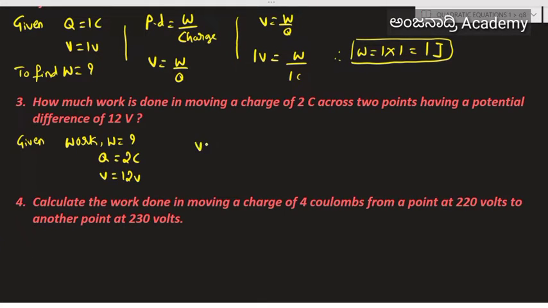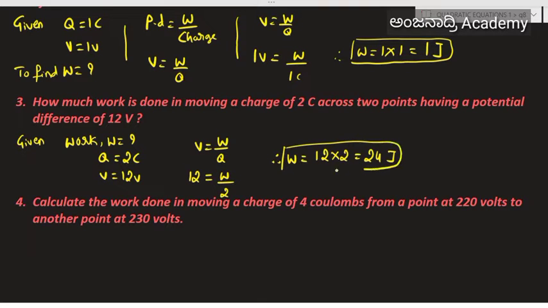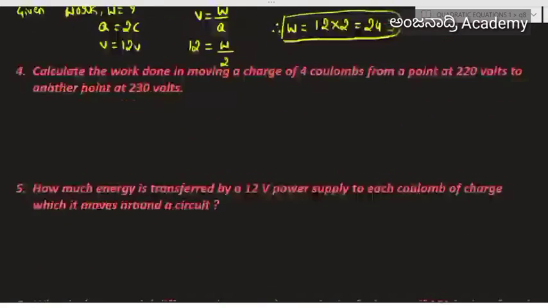We know that V is equal to W divided by Q, and V is 12 volt, W we have to find, and Q is 2. Therefore work done is equal to 12 into 2, that is 24 joule. Work is done in moving a charge of 2 coulomb across 2 points having a potential difference of 12 volt. 24 joule is the answer. Let us go for the next question now.